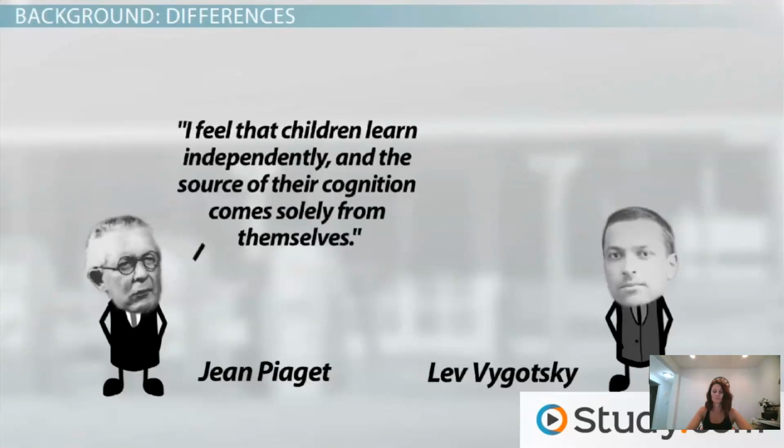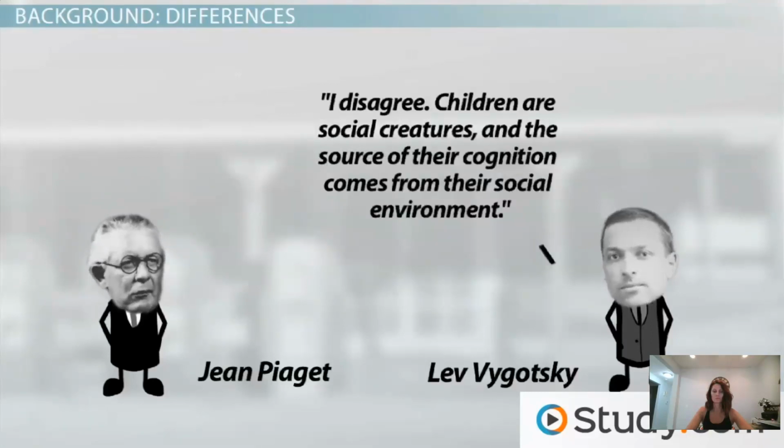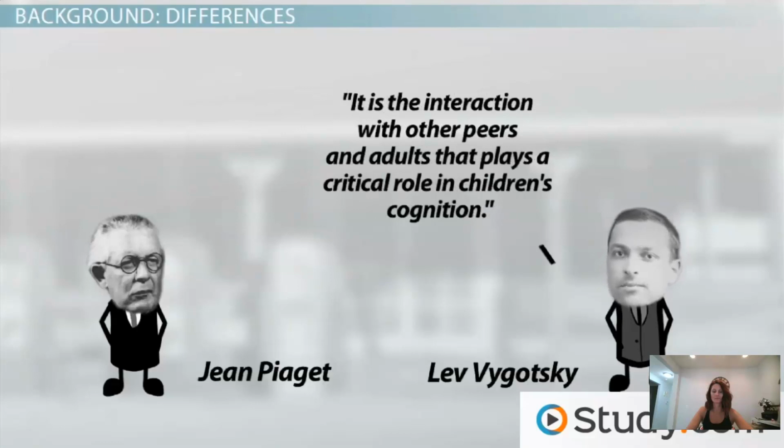I feel that children learn independently, and the source of their cognition comes solely from themselves. I disagree. Children are social creatures, and the source of their cognition comes from their social environment. It is the interaction with other peers and adults that plays a critical role in children's cognition.